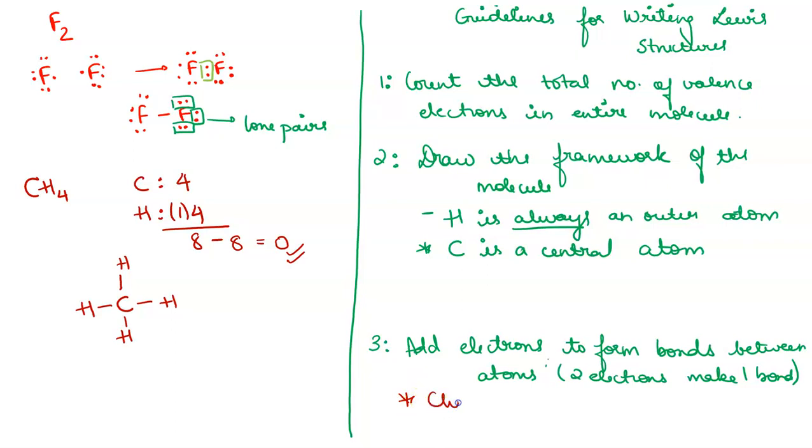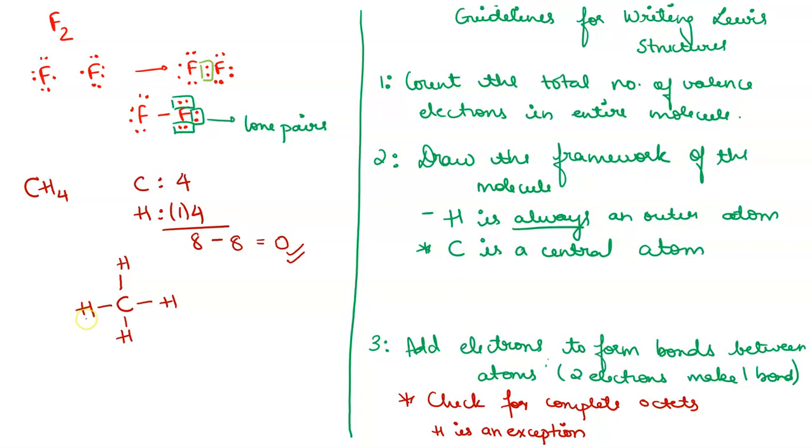Okay, so check for complete octets. And remember, with octets, hydrogen is an exception because hydrogen is happy with 2 electrons only. Okay, and boron is happy with 6, but every other atom needs 8 electrons.